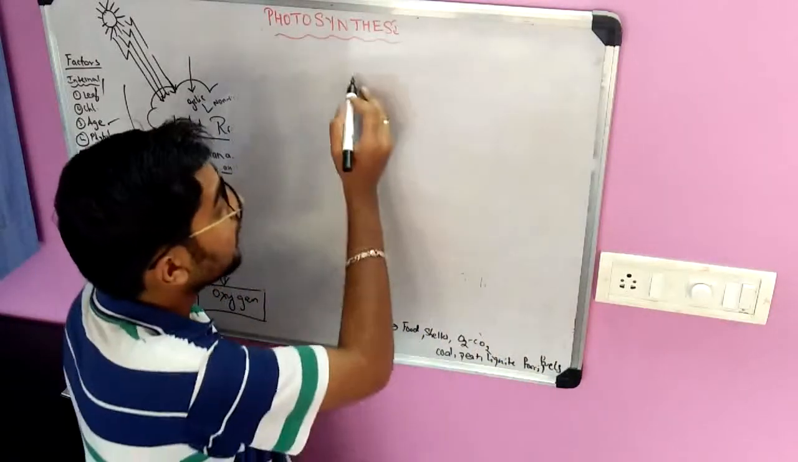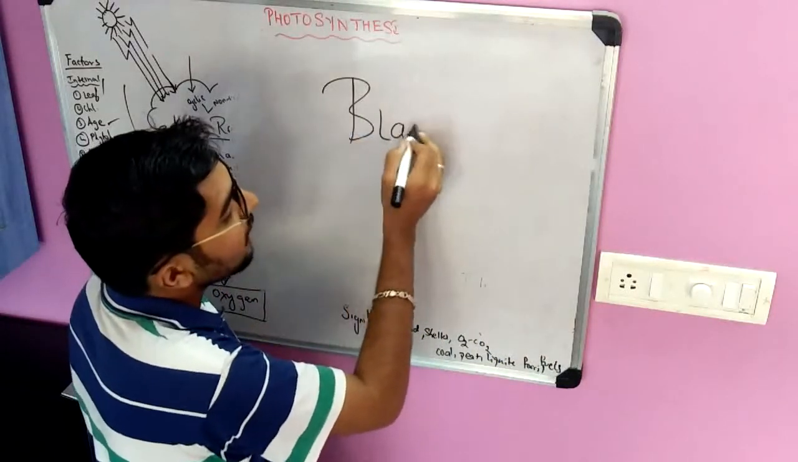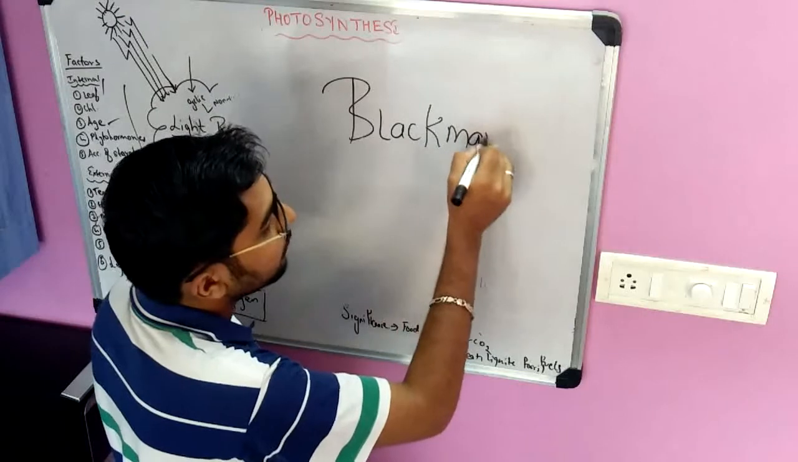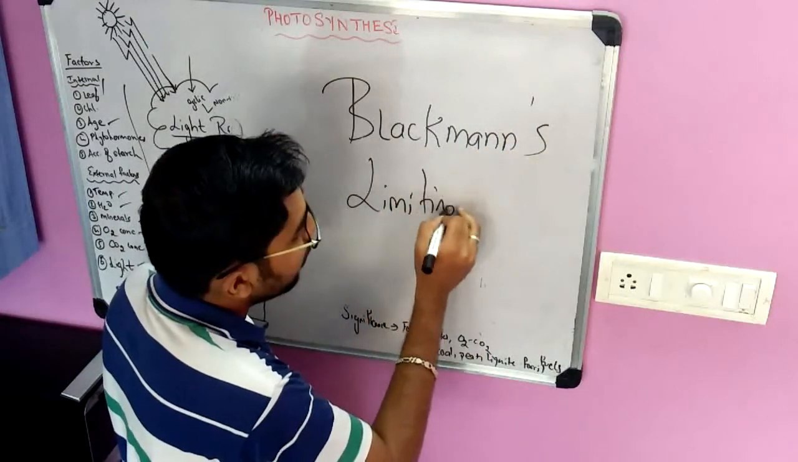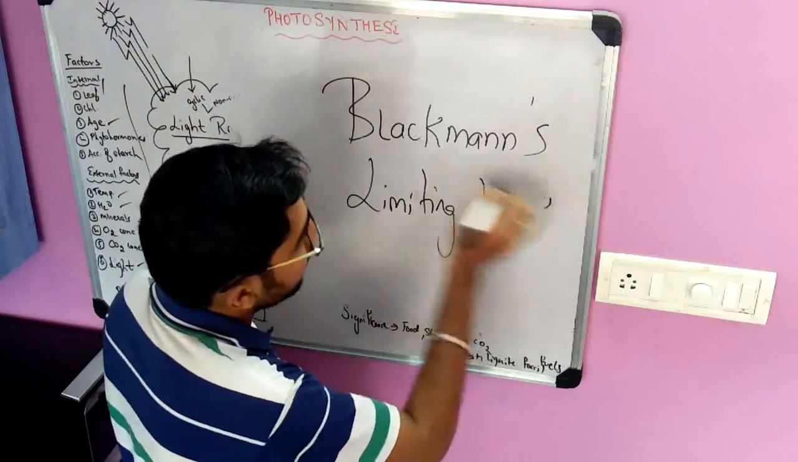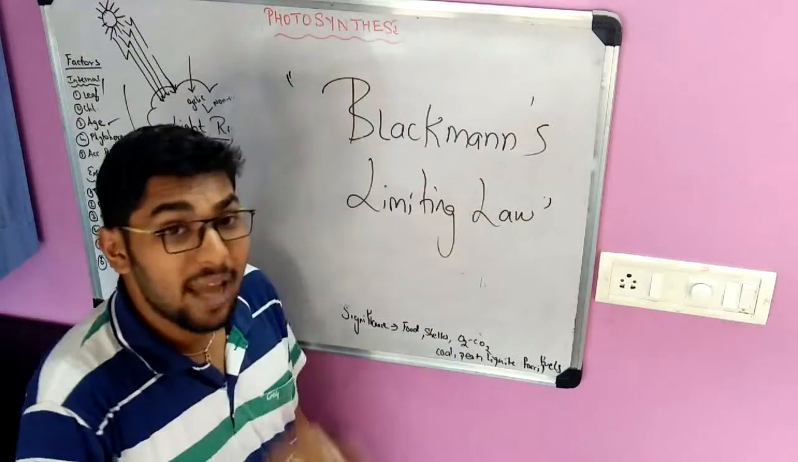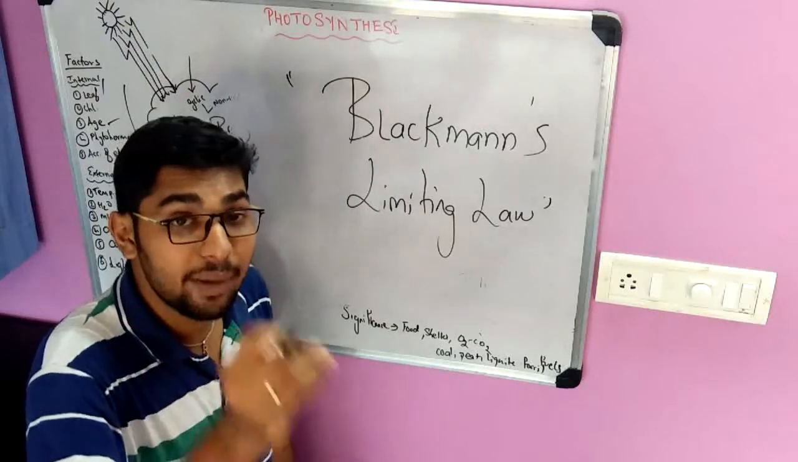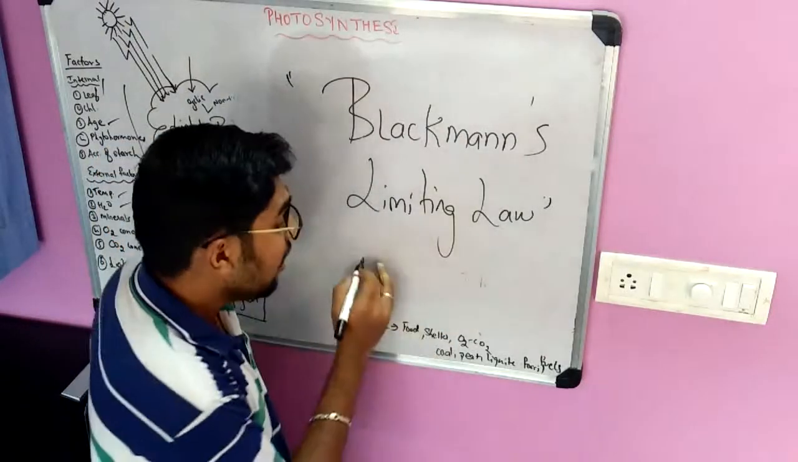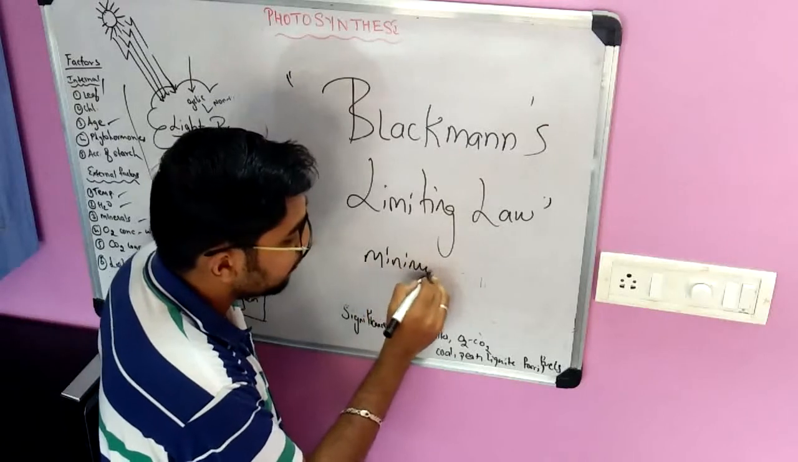Here comes a very important law called Blackman's limiting law. What does this law state? According to Blackman, the rate of photosynthesis is dependent on that factor which is provided in minimum.